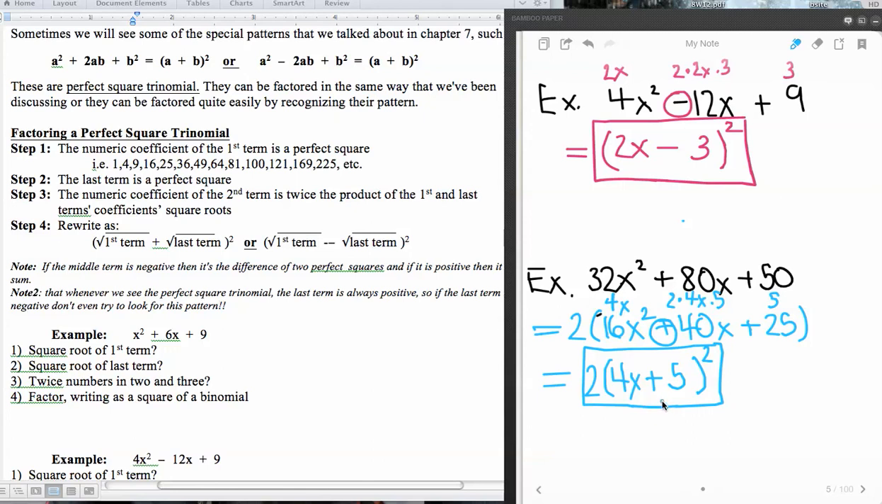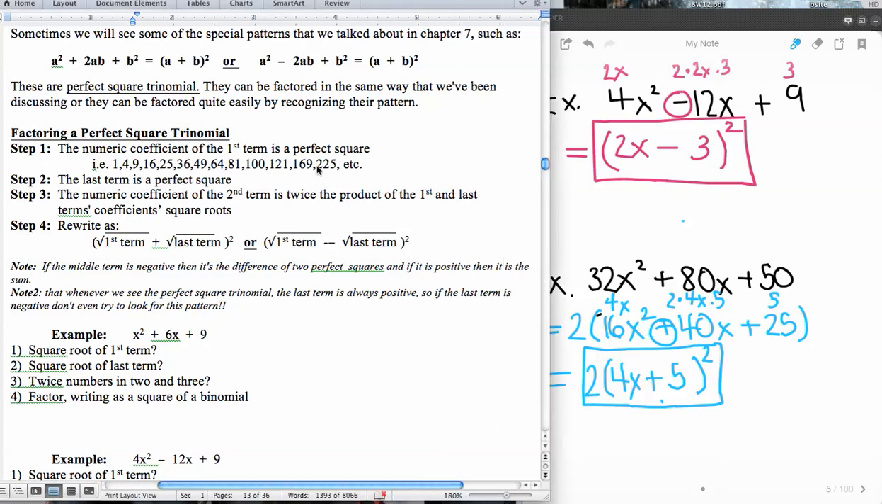Now, it's really helpful for you guys to know your perfect squares. So again, here's a list of perfect squares. I recommend that you know all of those. This is 1 through 13, or 1 through 15. There actually should be 14 in here, which is 196. So let's write that one down as well.